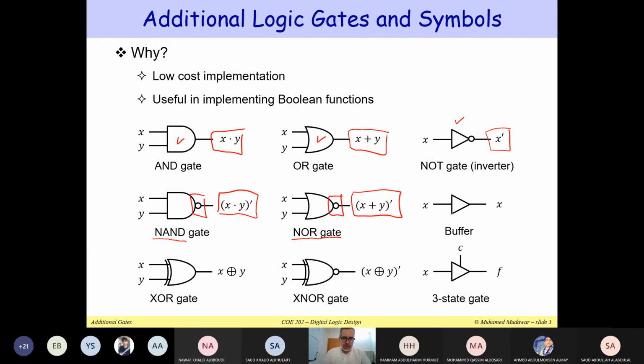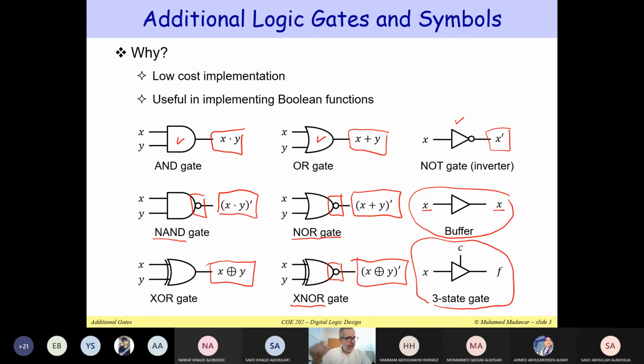There is also a buffer. Basically, the output is the same thing as the input. I'll talk about it later. This is not important to us now. I have the XOR gate, which is known as the exclusive OR, and the output is X XOR Y. And there is the exclusive NOR gate, which looks like the XOR, but it has this small bubble, small circle at the output. So it's not X XOR Y. And finally, there is the three-state gate. I'll not talk about the three-state gate now. I'll postpone it till later when I talk about something which is more advanced. I'll come back to it and talk about the three-state gate.